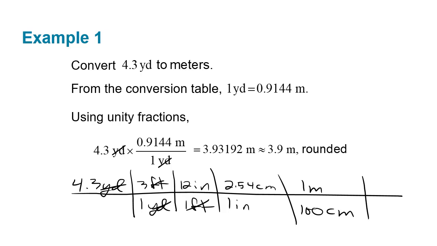You do 4.3 times 3 times 12 times 2.54, divide that by 100, and you're going to get this same exact number without having to have 400 different things in a table to memorize. You just have to know the things that you already know. You already know feet and yards, inches and feet. You should be fairly familiar with the metric system because it's all just powers of 10. And then really all you need is this one unity fraction and you're good to go.